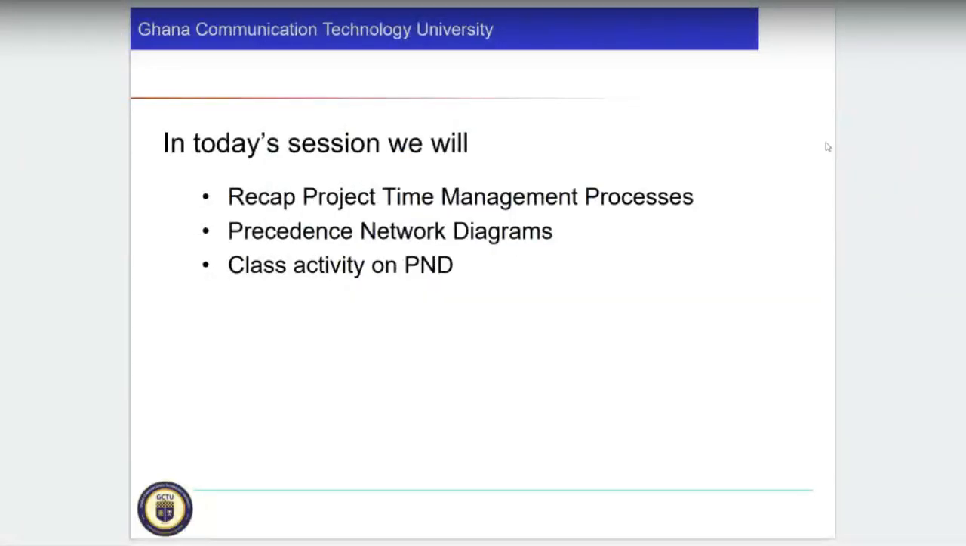Welcome back again to lecture 7. We are still on the network diagram, that is scheduling, as one of the cornerstones of project management. In today's session, we will recap project time management processes and precedence network diagrams.